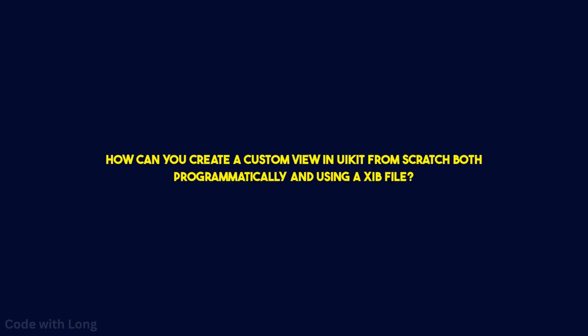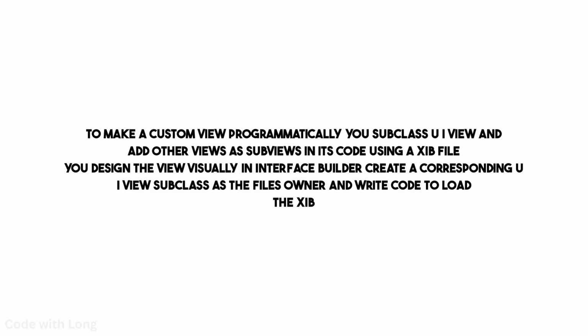How can you create a custom view in UIKit from scratch, both programmatically and using a XIB file? To make a custom view programmatically, subclass UIView and add other views as subviews in its code. Using an XIB file, you design the view visually in Interface Builder, create a corresponding view subclass as the file's owner, and write code to load the XIB.